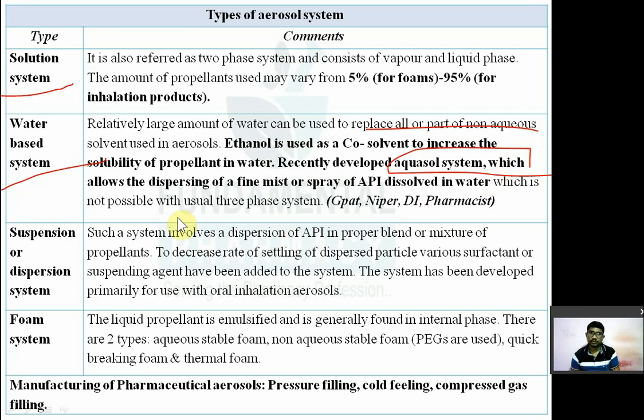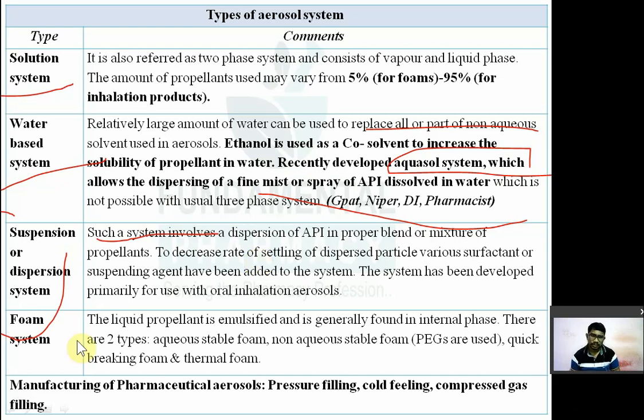It is not possible with the usual three-phase system. Aerosol में सस्पेंशन और डिस्पर्शन भी हो सकता है. Suspension or dispersion system involves the dispersion of API in a proper blend or mixture of propellant. To decrease the rate of settling of dispersed particles, you can use some amount of surfactant or suspending agent. This system has been developed primarily for the use of oral inhalation aerosols.